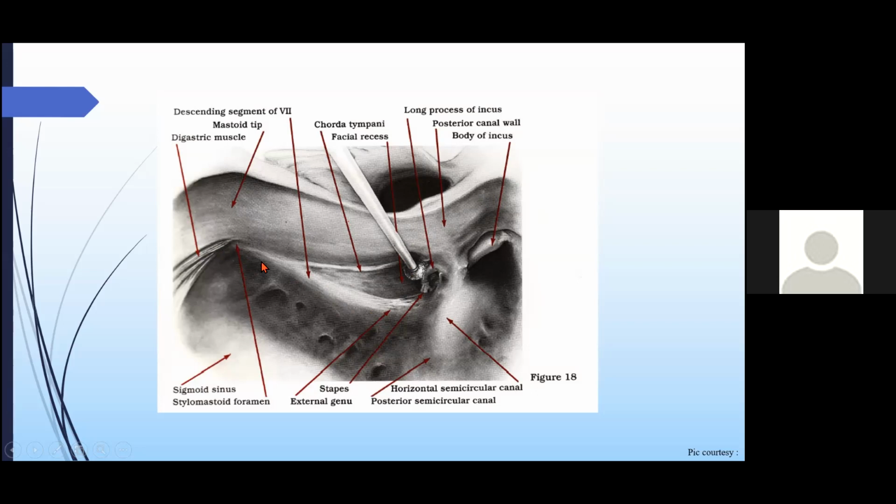And in the lower part, the digastric ridge is the important landmark, and the facial nerve lies anterior and medial to the digastric ridge. And in this part, the facial sheath is fused with the periosteum of the digastric muscle.